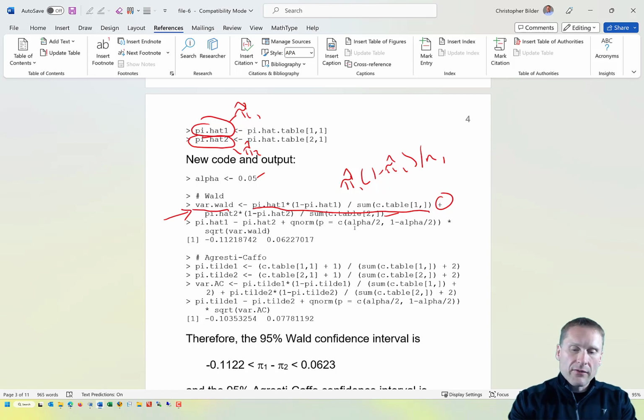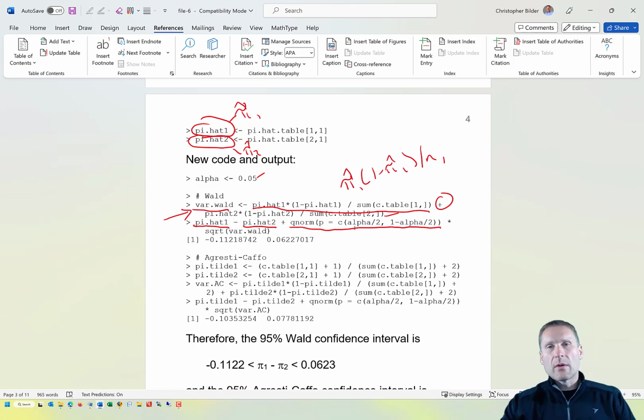Then I form my interval, pi.hat1 minus pi.hat2 plus the quantile from the standard normal distribution. Remember, I'm going to have two quantiles here, a negative version and a positive version. For alpha 0.05, this is going to be negative 1.96, positive 1.96. Take it times the square root of the var.wald.